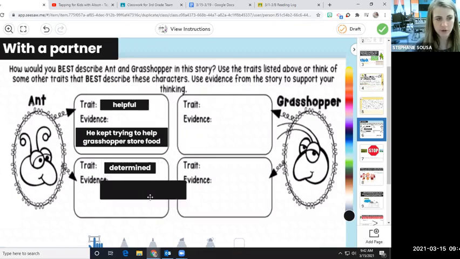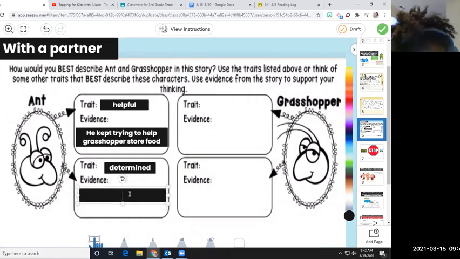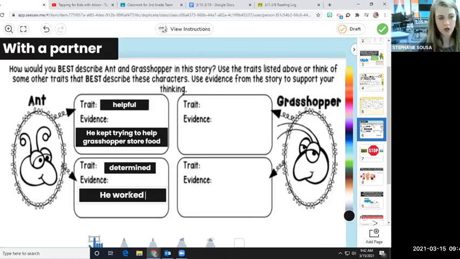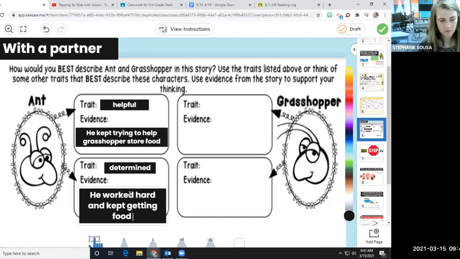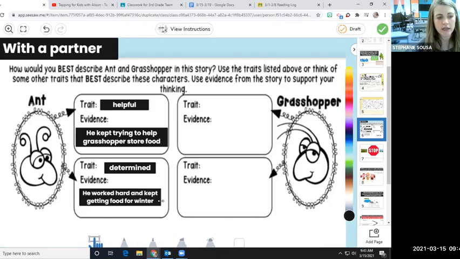Well, he's frozen out. He wouldn't change his mind about what? He wouldn't change his mind about not getting food. Okay, so he worked hard and kept getting food for winter. So yes, determined. I think William's computer might have died. He'll be back on in a moment. So determined, he worked hard and he kept getting food for winter. He was not going to give up. He was going to keep trying.